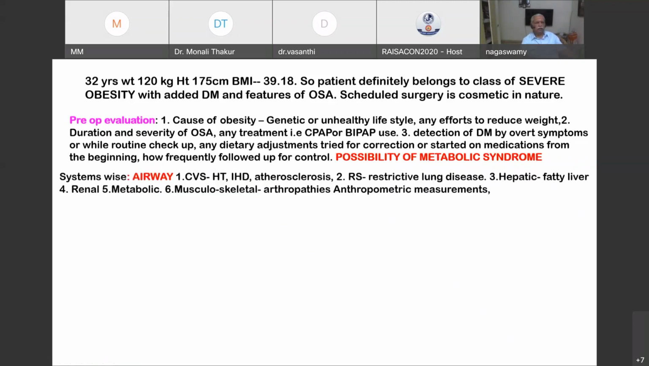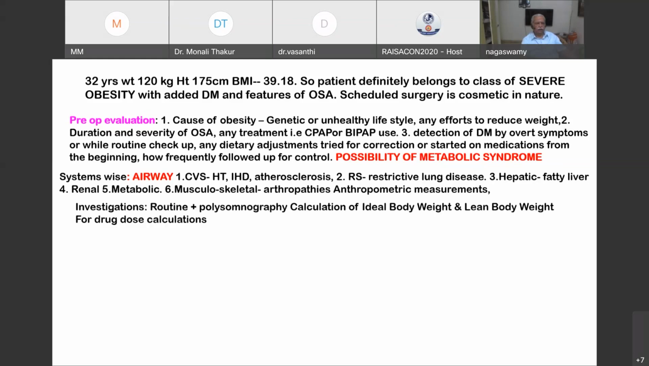System-wise, you have to do a thorough airway examination, and in the CVS rule out hypertension, ischemic heart disease, atherosclerosis. In the respiratory system, they may have restrictive lung disease. In the GIT, they may have fatty liver and GERD. Gastroesophageal reflux disease and hiatus hernia are very common. Examine renal and metabolic function, any history of hypoglycemia or hyperglycemia with ketosis, musculoskeletal joint problems, and make all anthropometric measures.